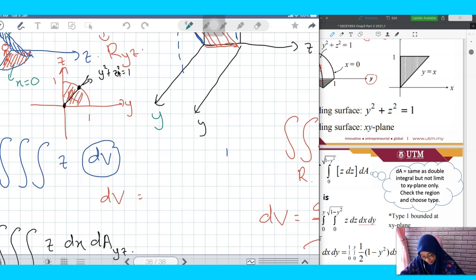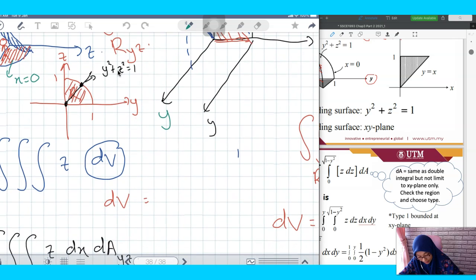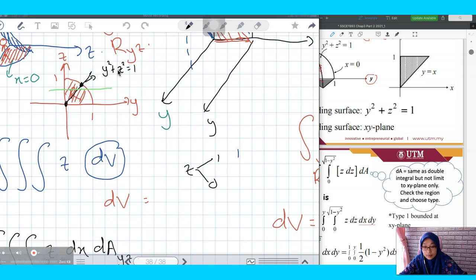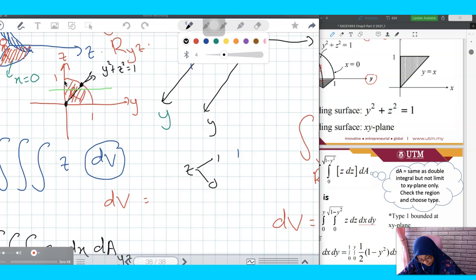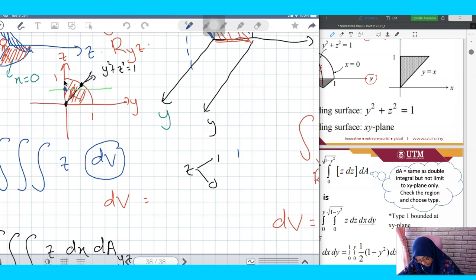So when z is constant, the line that we choose to guide us to determine the limit should be horizontal. So z constant should be 0 to 1, right? Clearly, z is 0 to 1. And then based on this line, this is your lower bound of y and this is your upper bound of y.